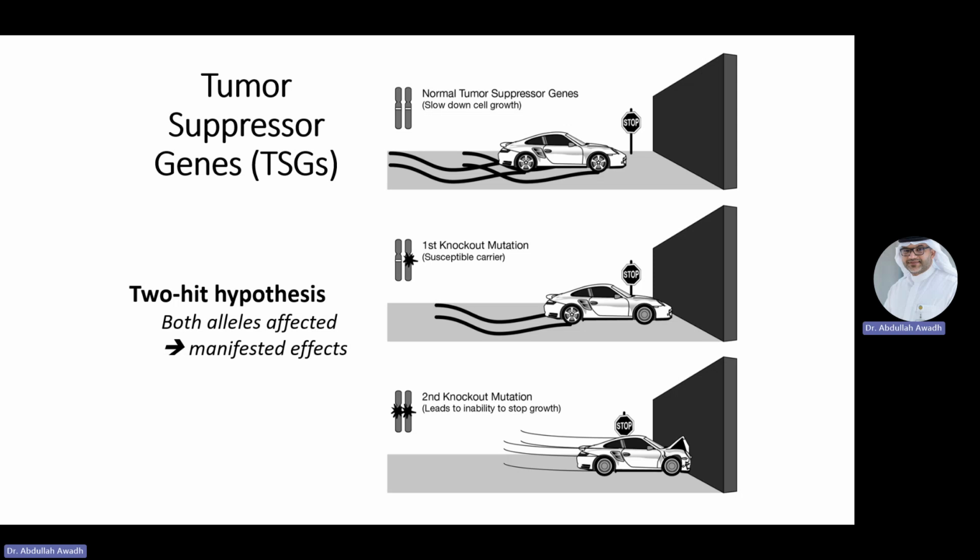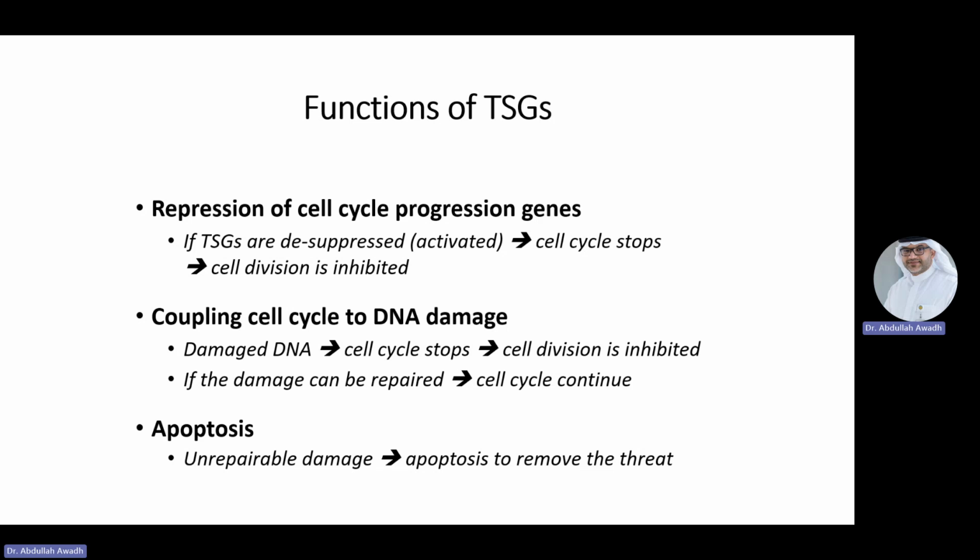So this is how important tumor suppressor genes are as the brake of the cell cycle, and that we need both alleles to be healthy, or not mutated, in order to minimize the risk of uncontrolled cell growth.